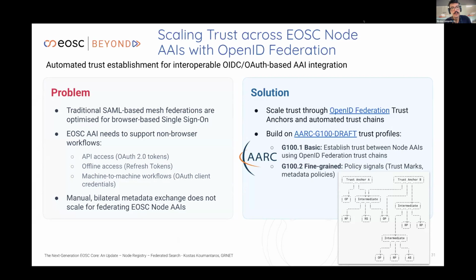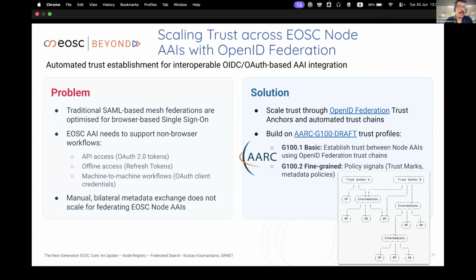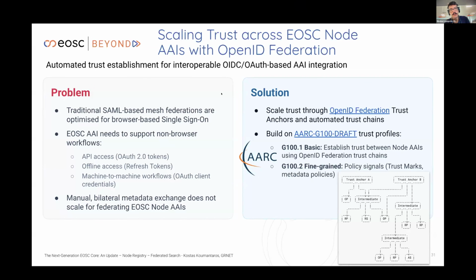But for the EOSC AI, it's not about logins. It is also about accessing APIs, using OAuth tokens, having ways to have offline access using refresh tokens. We also have machine-to-machine workflows. So we need to connect the node AIs using OpenID Connect. So SAML is not appropriate to support this type of federation. And of course, having all the different node AIs exchange the data in a bilateral fashion cannot scale.